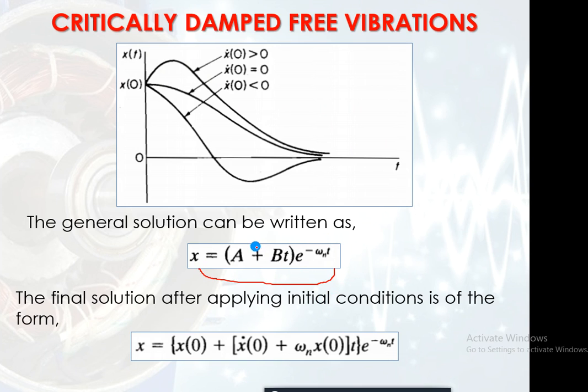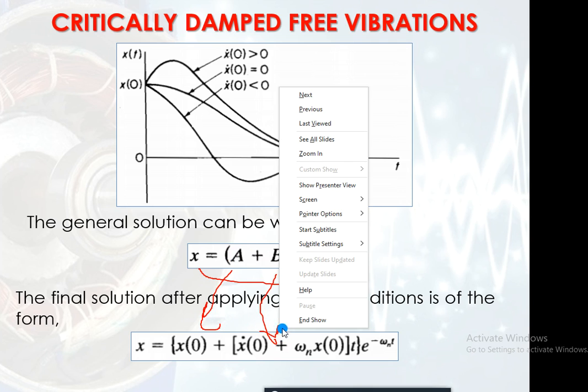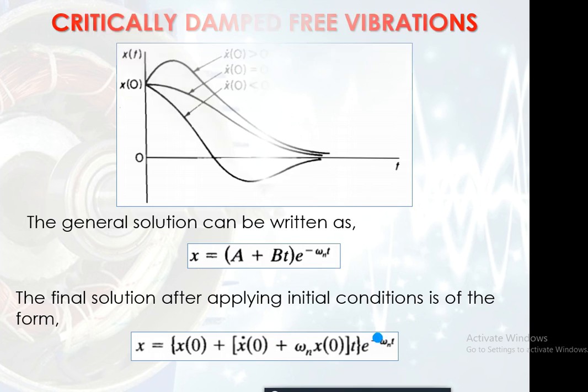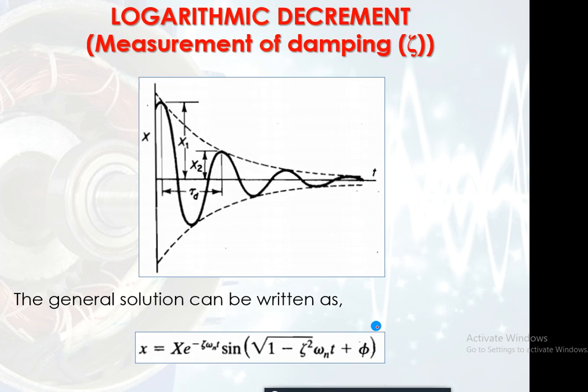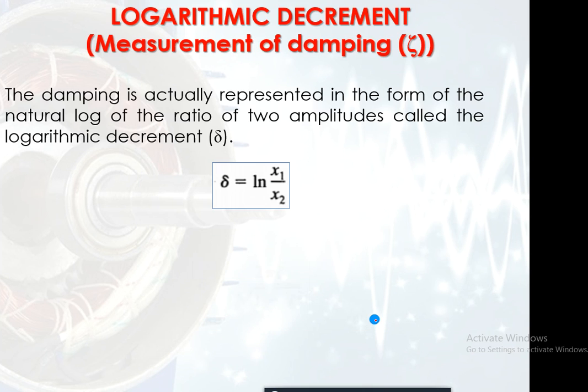So after solving with boundary conditions, we have a is equal to this and b is equal to this. So finally we have the below expression. Okay, so this was the expression for logarithmic decrement.